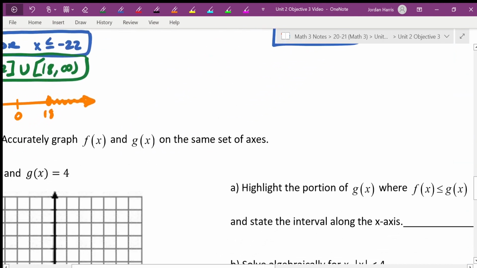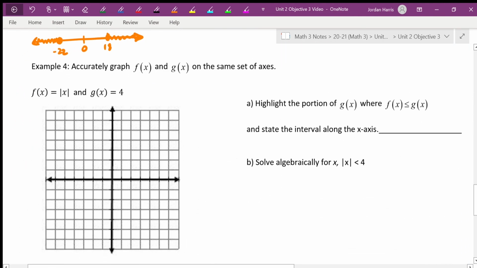Okay, and now we have to do it graphically. So the last two problems, we graph the two functions. So f of x equals absolute value of x. So that's no shift with a positive 1 slope. Remember, absolute values make a V shape. It goes through these points, f of x. G of x equals 4. Y equals 4, 1, 2, 3, 4, horizontal line at 4.